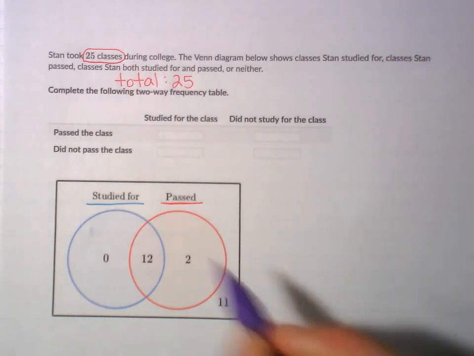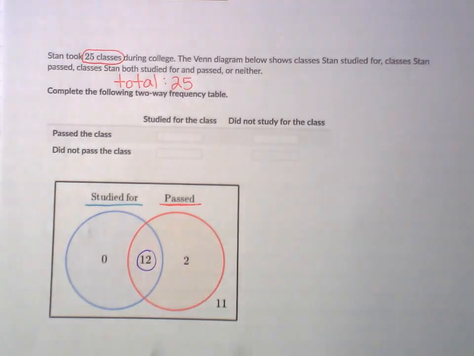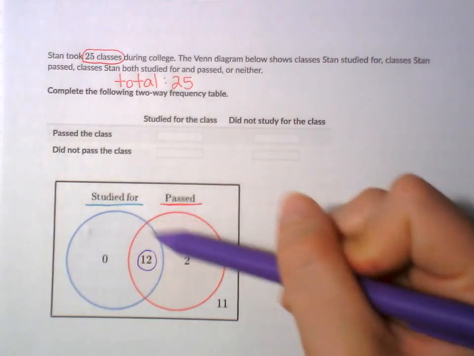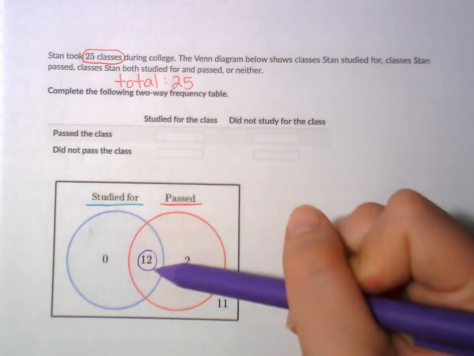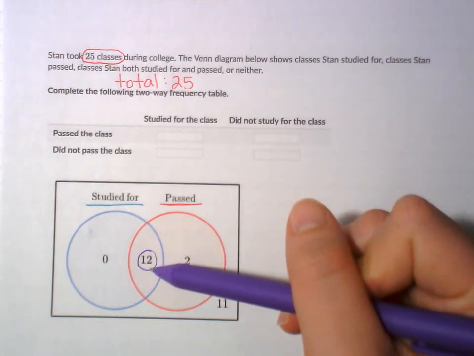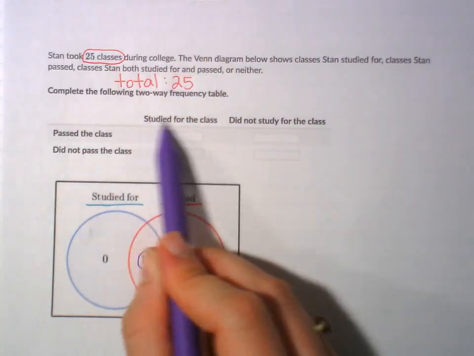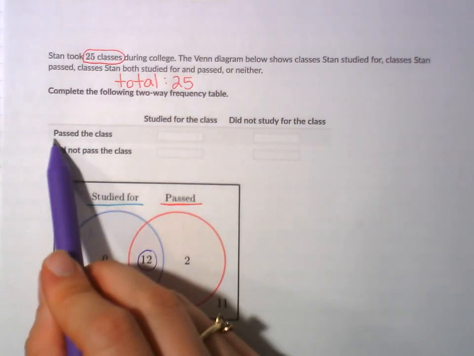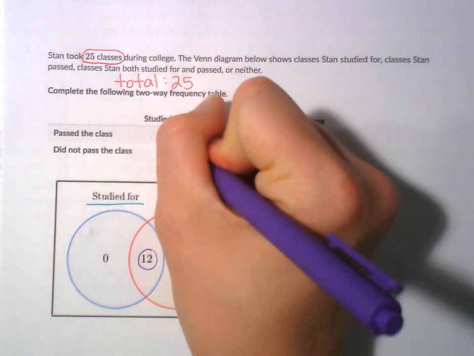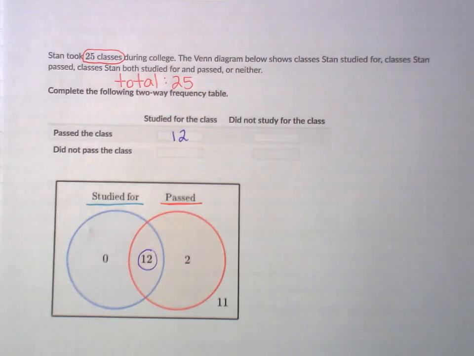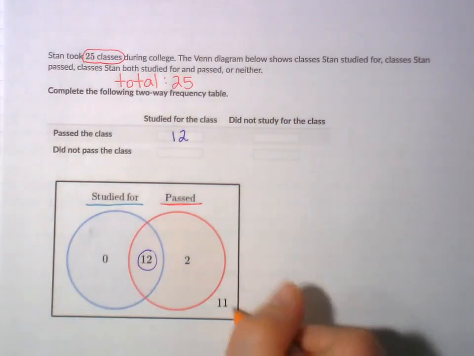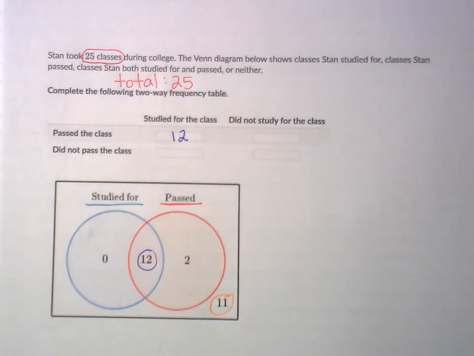So right off the bat, Miss Fry, I see the 12. In the Venn diagram, it's overlapping. That means he studied for it. It's in the studied for circle, and it's in the passed circle. So he studied for and passed 12 classes. Studied for the class, passed the class. 12.